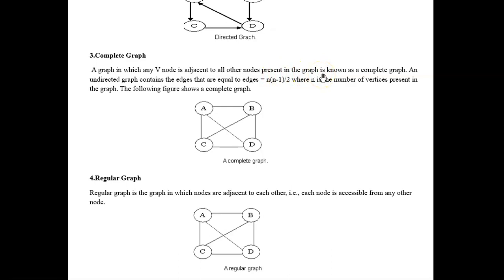An undirected complete graph contains n into n minus 1 by 2 edges, where n is the number of vertices present in the graph. This is the complete graph.